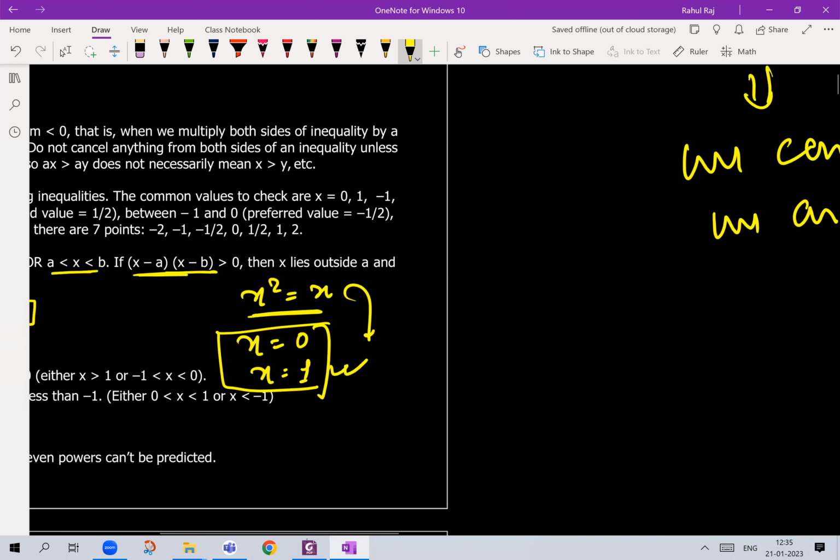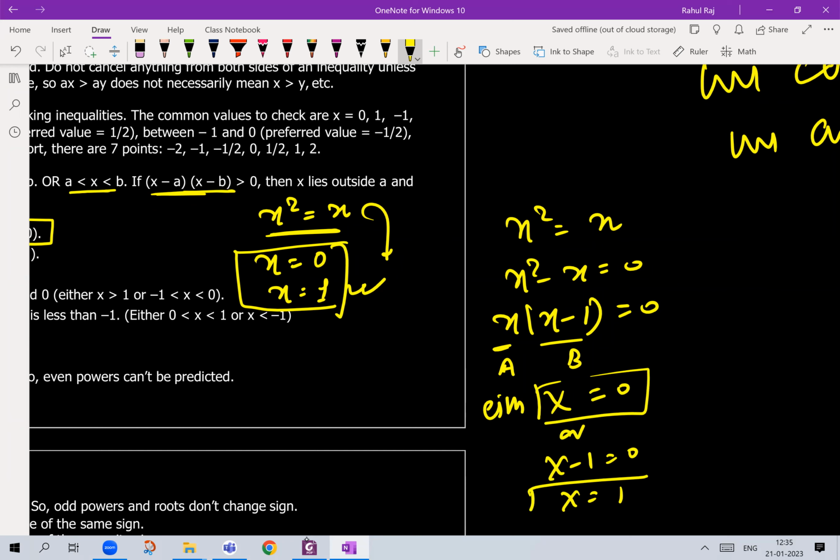If at all you have to solve this simple equation, just solve it. x square minus x is equal to 0. x into (x minus 1) is equal to 0. This is nothing but AB is equal to 0. AB equal to 0 means what? Either A is 0 or B is 0. So I can say either x is equal to 0 or x minus 1 is equal to 0. If x minus 1 is equal to 0, x is equal to 1. So these are the two values, nothing else.